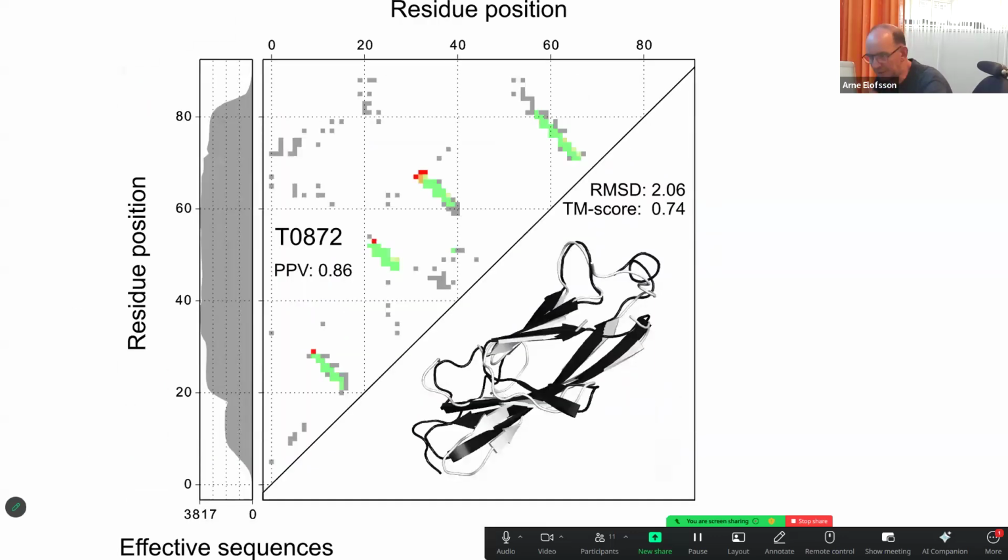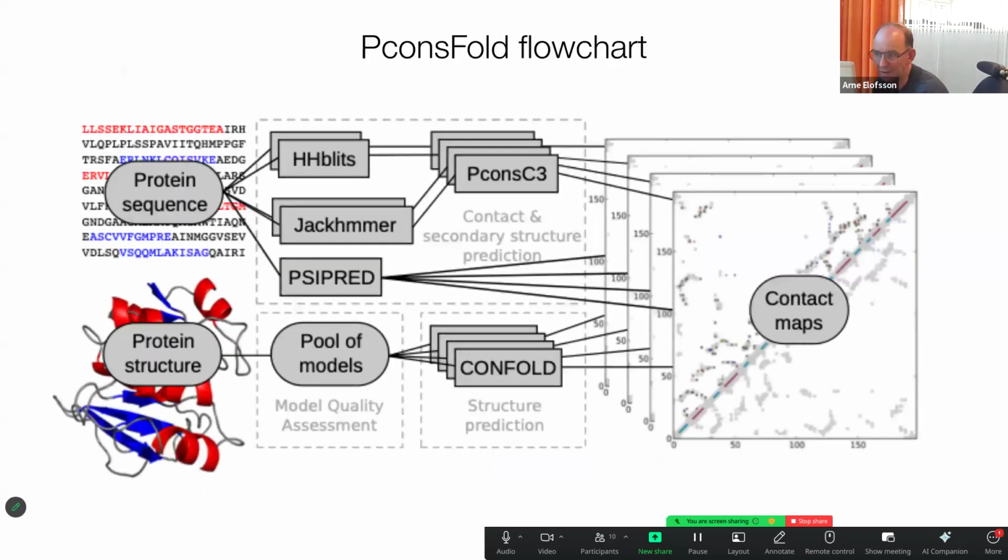And this was just an example in CASP 12 where we did a good prediction. The gray is our predicted structure and the black is the native structure, and they are almost perfect for one case. It wasn't the best in every case, but there were a few cases where it was good. And we developed an automatic pipeline that could do this. Starting from a sequence, we could run these different methods, making contact maps, folding the structure, and making the models.